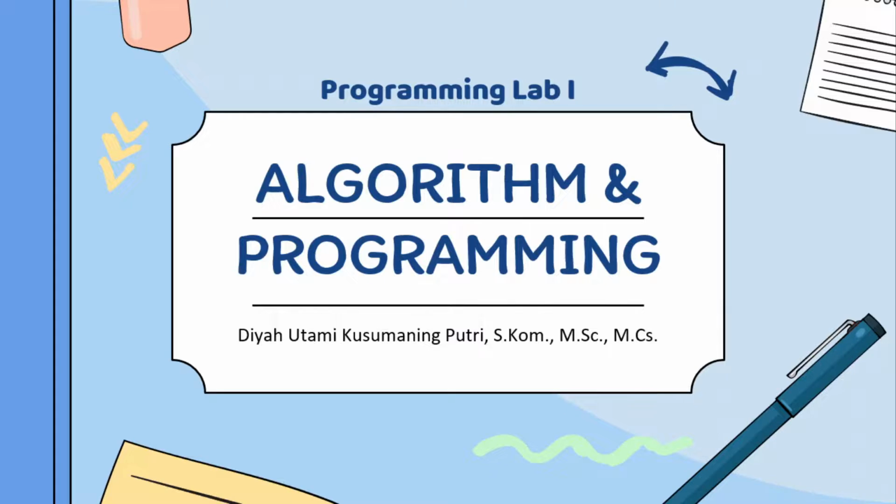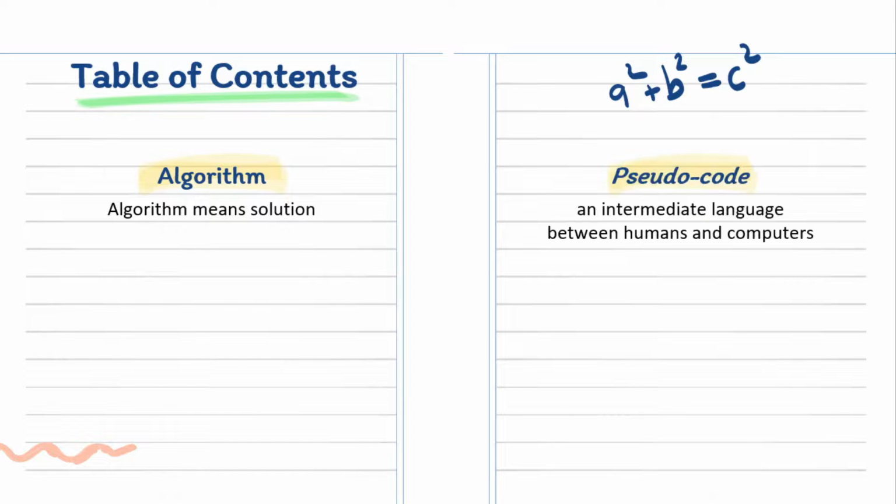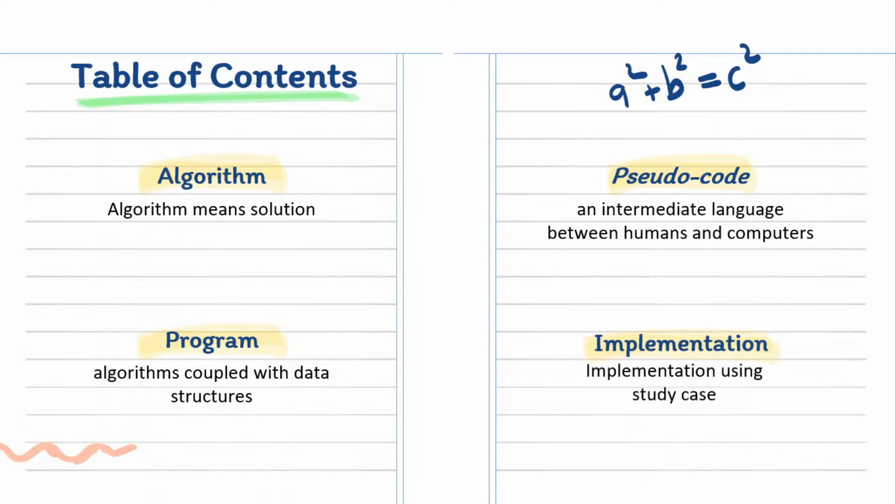In this video, I will explain about introduction of algorithm and programming. This video contains several topics that will be discussed. First, about what is algorithm, and then we will discuss about what is pseudocode. Next, we will discuss about what is program, and the last, we will discuss about how to implement the algorithm using a study case example.